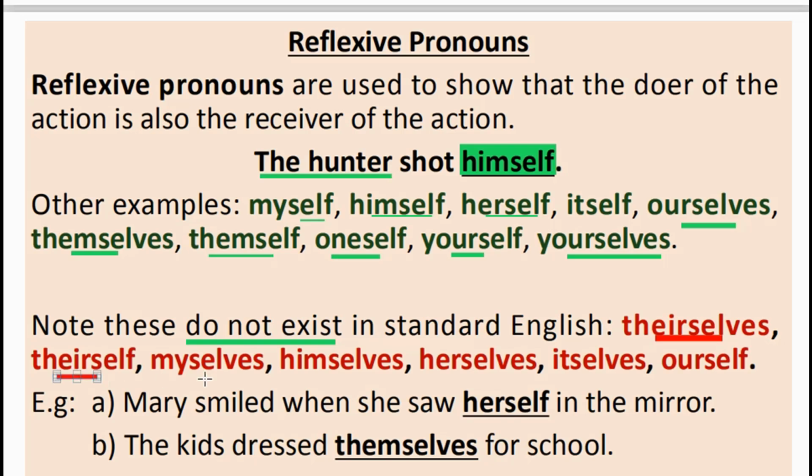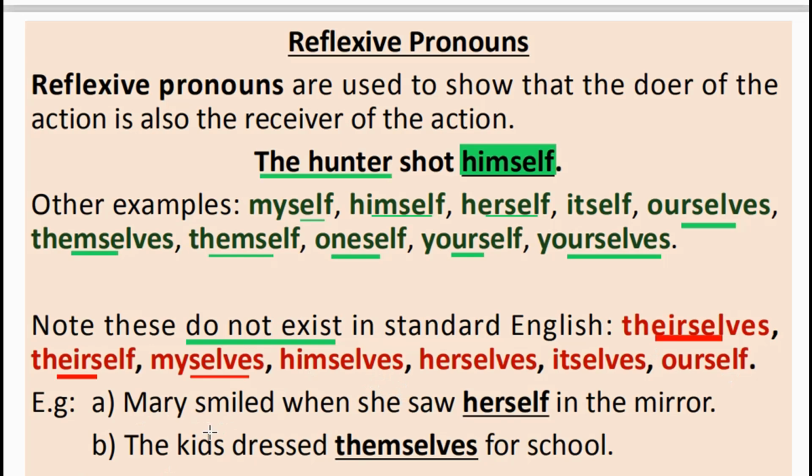Myself also does not exist because my is singular. It cannot carry selves. It can only carry self. So myself is wrong. Himself, for the same reason, is also wrong. Him is one, so it cannot carry plural self. It cannot carry selves. It can only carry singular self. So himself is wrong. Herself, itself, those two are also wrong. Ourself is also wrong because our is plural, so it cannot carry singular self. It can only carry the plural selves. So we have ourselves, not ourself.